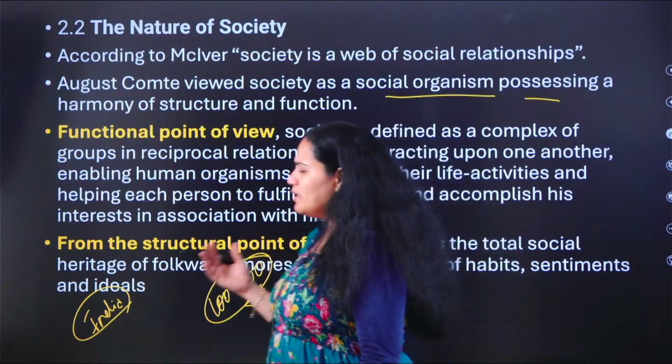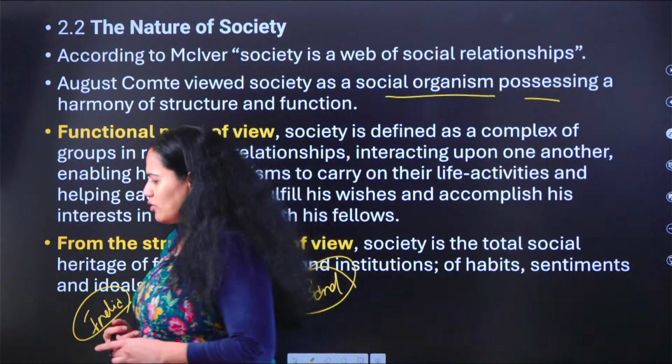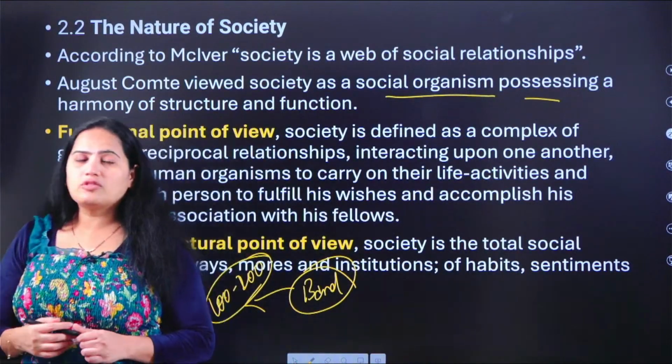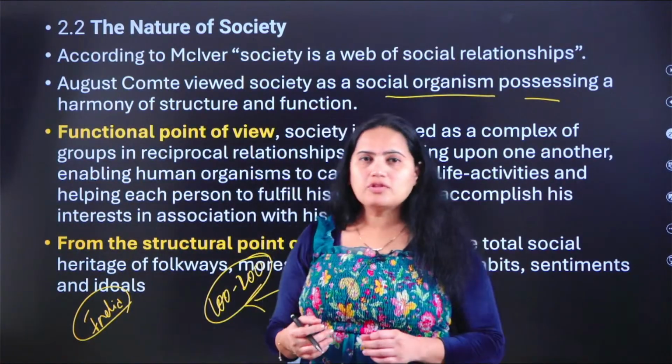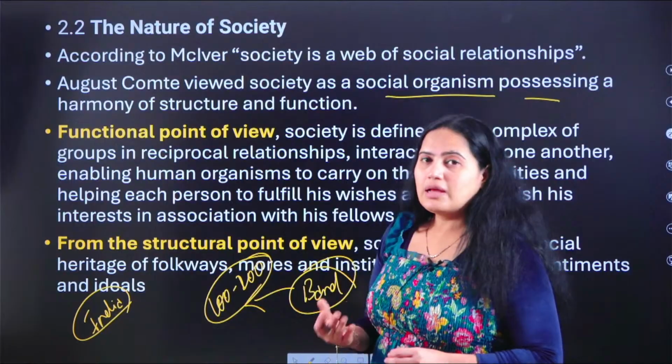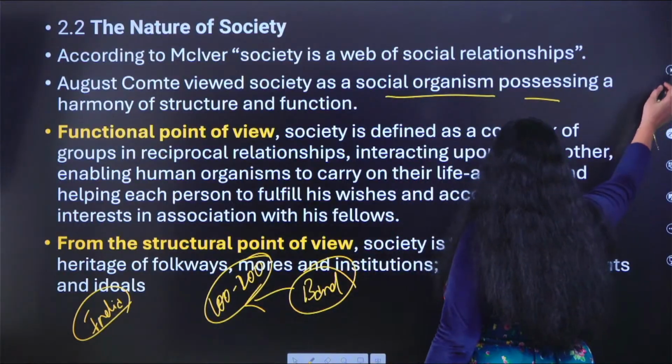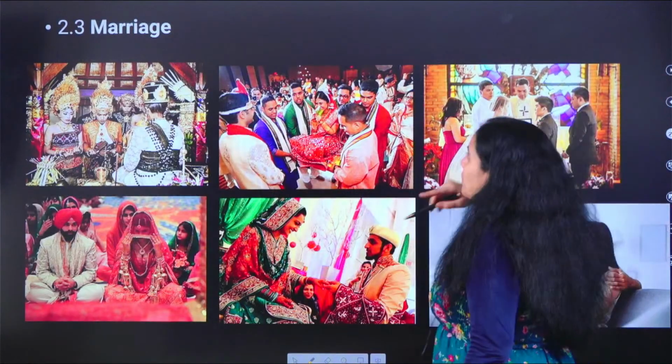Okay, so there are different thinkers who have tried to define what society is. There we have the functional school of thought, we have the structural school of thought. There are different schools of thought who have tried to explain society. We will study this while discussing in the class.